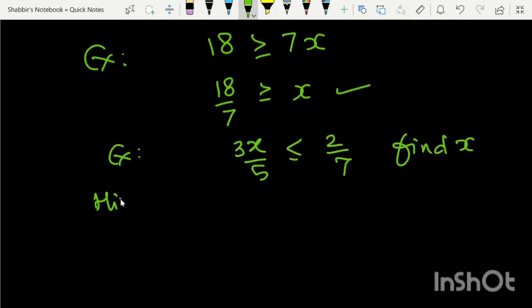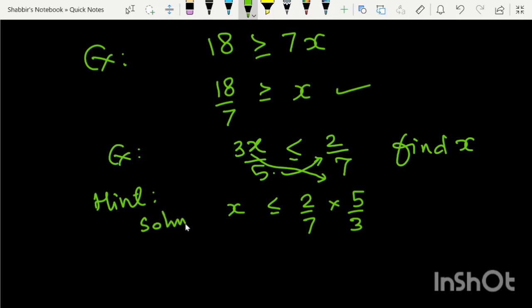The hint would be what? Yes, the hint would basically be the cross multiplication of what? This 5, it is in the denominator. Since it is a positive number, it can be cross multiplied here. This 3 can be cross multiplied here. Cross multiplication of positive numbers, as I said, is allowed. So in the next step, this becomes x less than or equal to 2 by 7 into 5 by 3. That's how we do it. That's the solution.